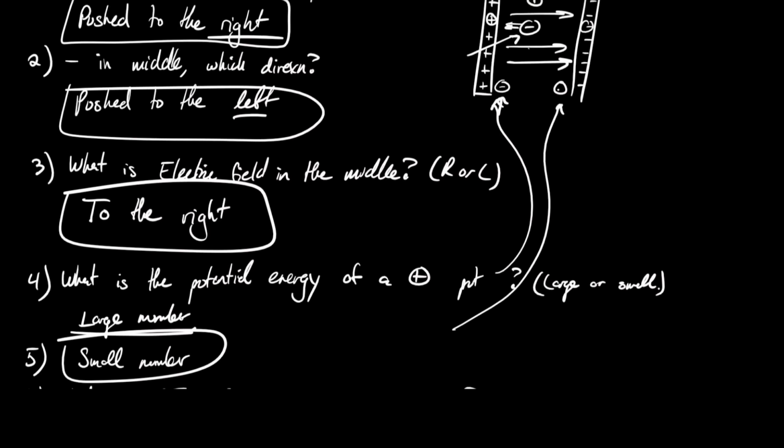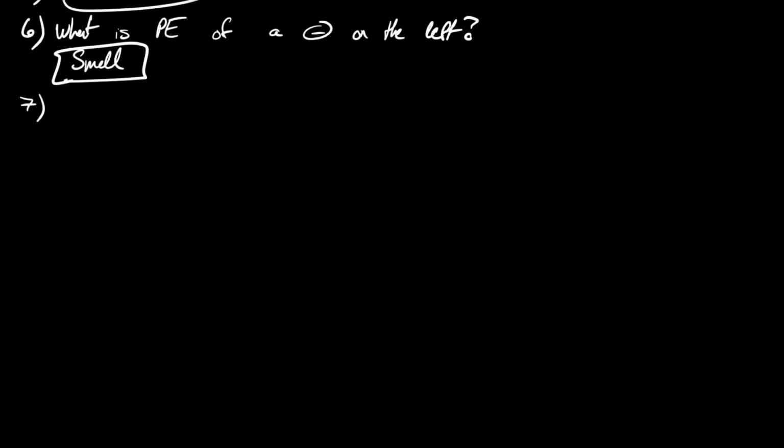All right, what about the potential energy of an electron placed over on the right side? Is it large or small? Let's see, does it like being there or hate being there? Well, it's stuffed right next to other negative charges, so it absolutely hates being there. So that means it has a large potential energy being there.